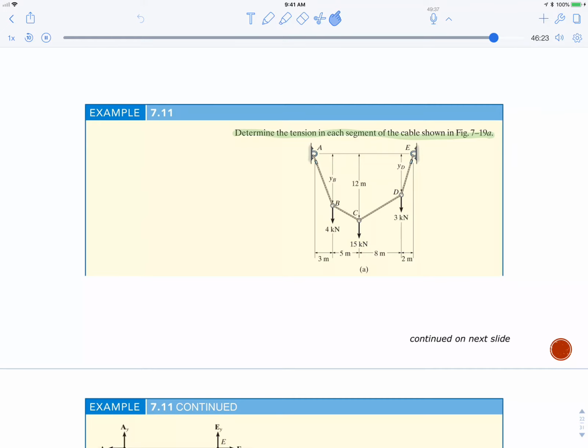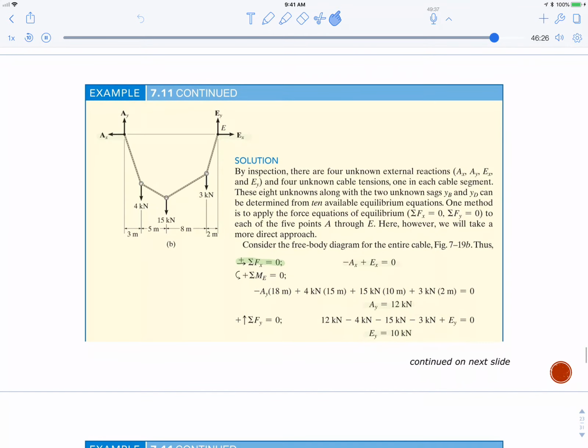This is not a pulley, so the tension is not the same in all the segments. In fact, they're different. Doing the statics, summing forces in x equals 0 gives that minus AX plus EX equals 0. They are equal and opposite, so you have AX going to the left, EX going to the right. Summing moments about E gives us that AY is 12 kilonewtons, and then summing moments about A, you get that EY is 10 kilonewtons.